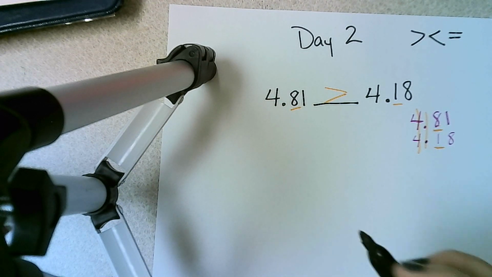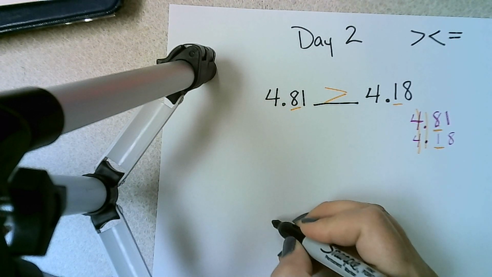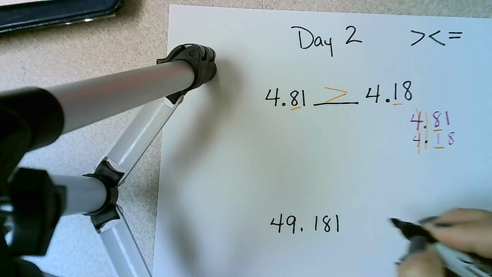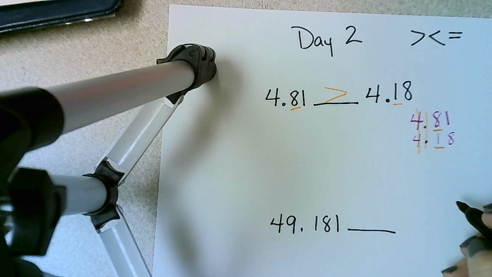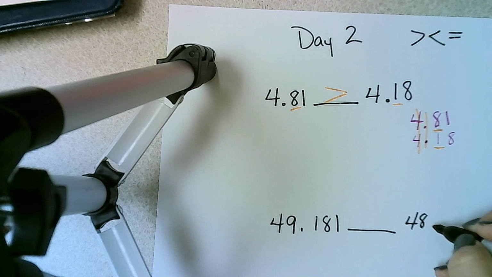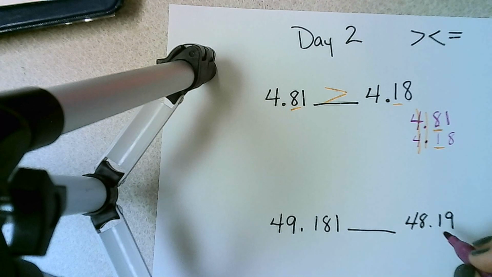Okay, example number 2. 49 and 181 thousandths is greater than, less than, or equal to 48 and 19/100. So this is, again, just a review from yesterday. Without a place value chart, you will need to write them down. 49.181, 48.19. We've got everything lined up.